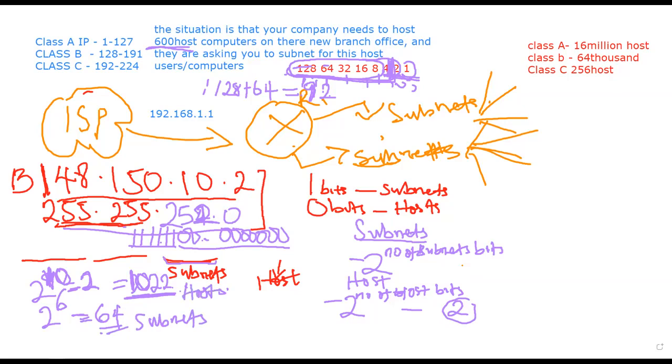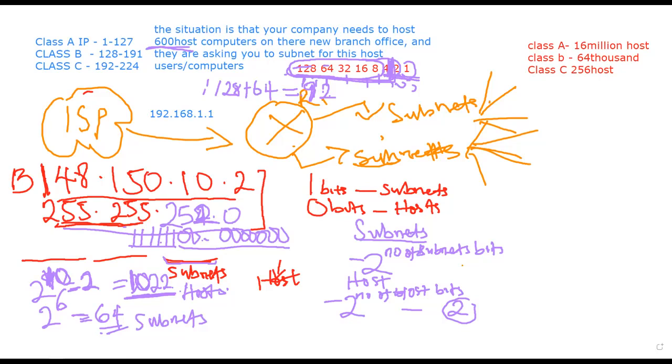So we're going to have 64 subnets on this network and 1,022 host computers. Now, at the end of the day, with just understanding the IP classes, the subnet mask and the range of each class, we are able to solve the problem of subnetting for 600 host computers in this network. This is how our solution will be.